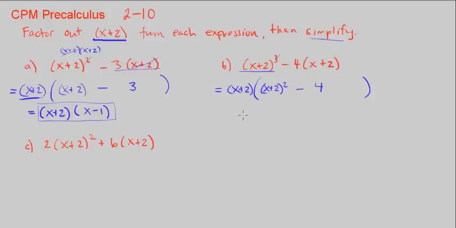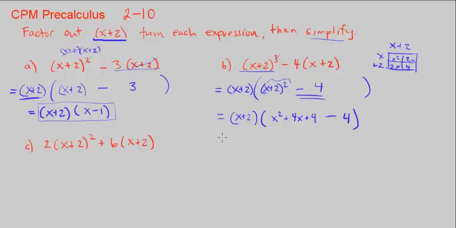Alright, so let's simplify this. So we have x plus 2 times, well, what is this? Simplifying this, that means we should go ahead and distribute x plus 2 times x plus 2. So I'm going to use the box method. X times x is x squared. 2 times x is 2x. X times 2 is 2x. 2 times 2 is 4. So that's going to be x squared plus 4x plus 4, right? X squared plus 4x plus 4 minus 4. Don't forget the minus 4.